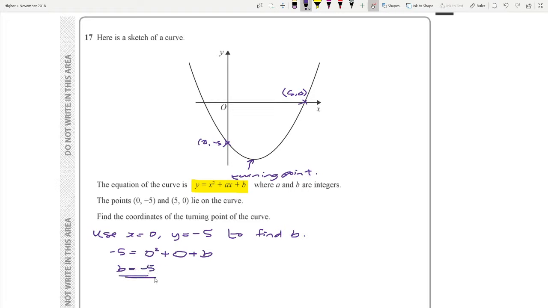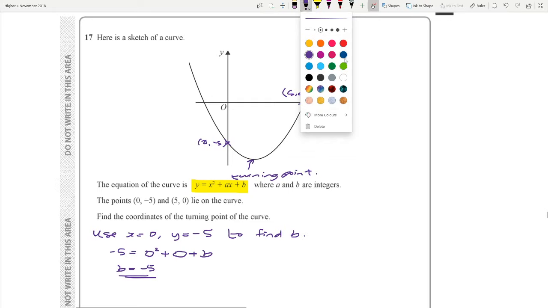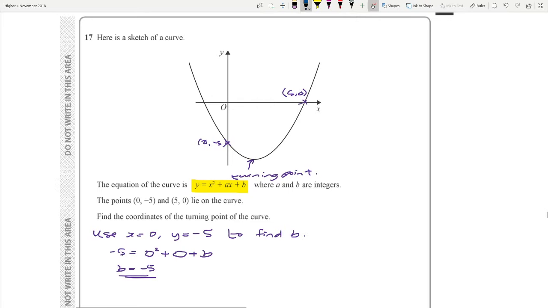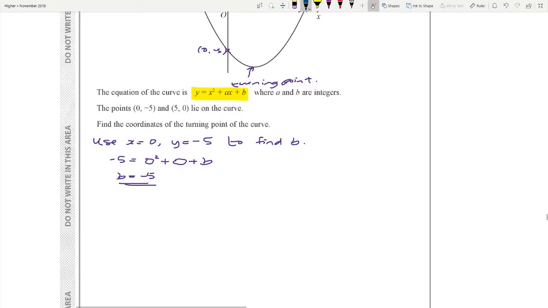b equals minus 5. Next, now that we know what b is, I'm going to use the fact that x equals 5, y equals 0, and now that we know b is minus 5, we want to use all of that to work out what a is. Okay, so let's write that down clearly so we know what we're doing. So we're going to use x equals 5, we're told y equals 0, and we've just worked out that b is minus 5 to find a. Once we do this, we'll have the full equation of the line.